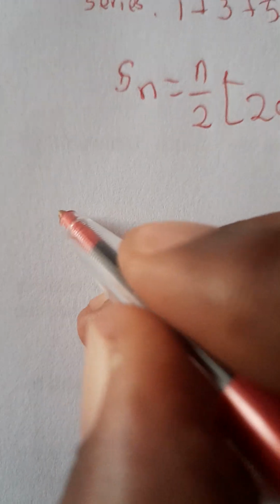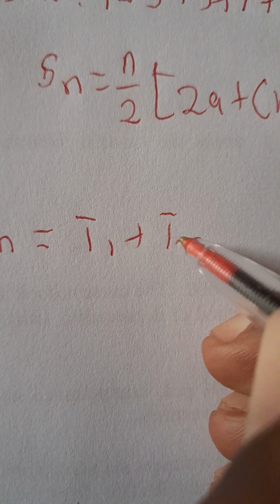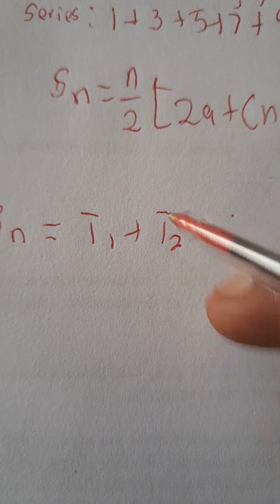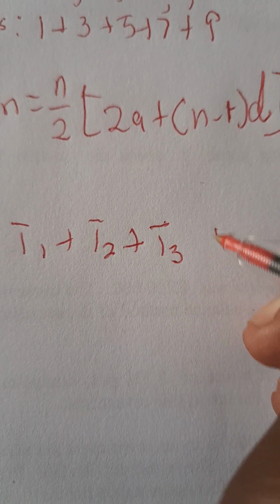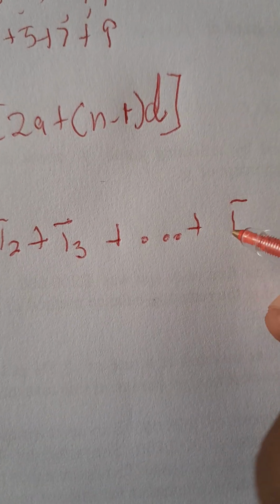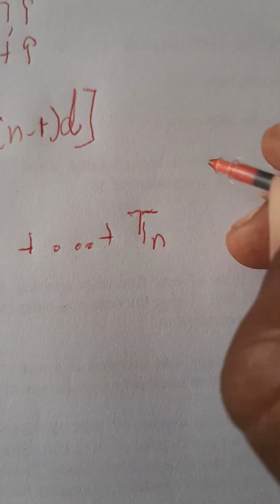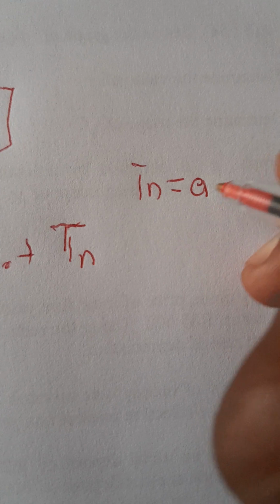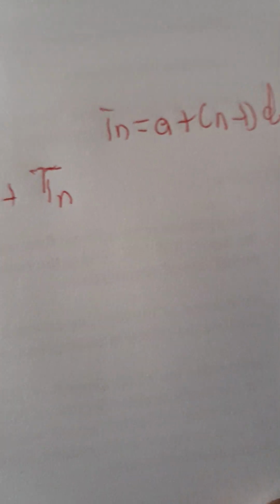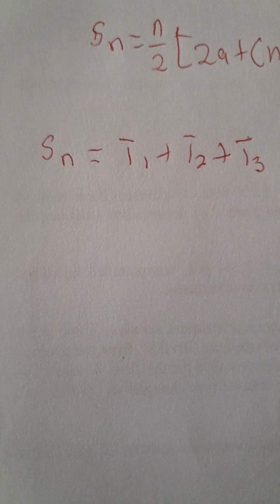Consider this. Let's say Sn, the sum, remember, will be the first term plus the second term plus, in general, Sn is equal to T1 plus T2 plus T3 plus ellipsis plus the last term, Tn. Tn is for the last term. And you may note from grade 11 that Tn will be a plus (n minus 1)d if you're working with a linear pattern, or what you call an arithmetic sequence.